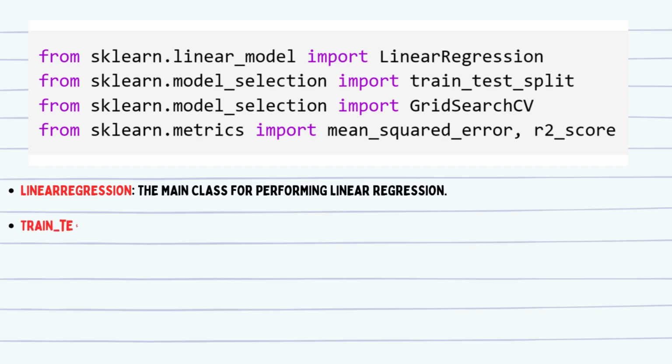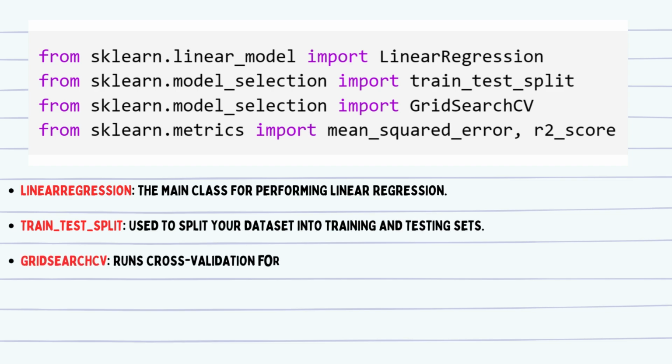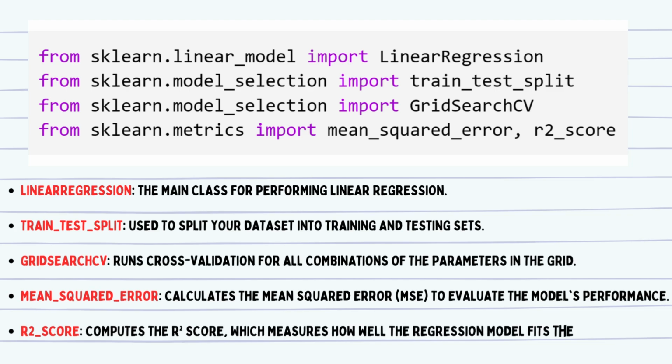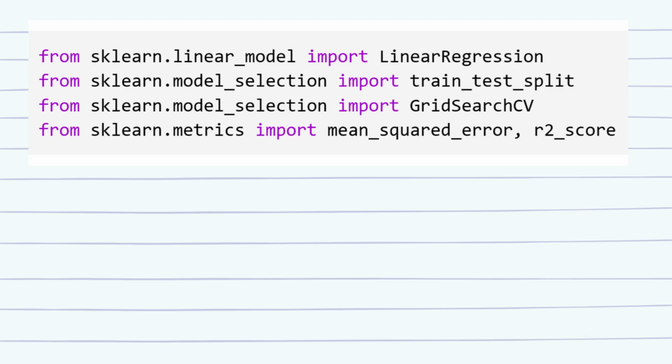LinearRegression is our main model for simple and multiple linear regression. train_test_split helps us divide our data into training and test sets. GridSearchCV will allow us to tune hyperparameters, and mean_squared_error and r2_score are metrics to evaluate model performance.